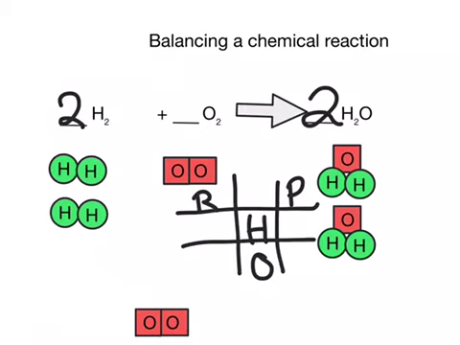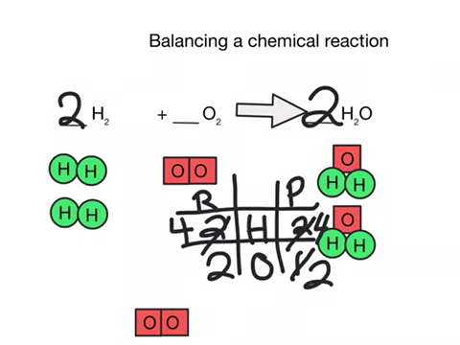So I had 2 hydrogens initially and I had 2 oxygens initially. On my product side, I had 2 hydrogens, but I only had 1 oxygen. So when I added the 2 for the coefficient, that gave me 4 hydrogens and 2 oxygens. So oxygens are good, but now my hydrogens are messed up. So to fix that, I added that 2. So 2 times 2 is 4. And that's how I got my balanced chemical reaction.